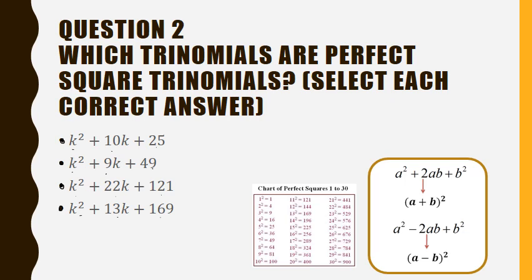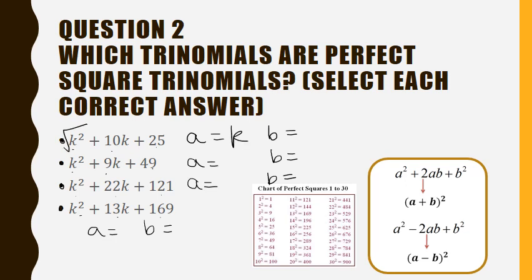Now we're going to go ahead and find our A and our B for each of these expressions. I'll put this one down here. All right, so notice all of my first terms are k squared. So the square root of k squared is just k, so my A is going to be k in every example. My B is what I need to look at next.